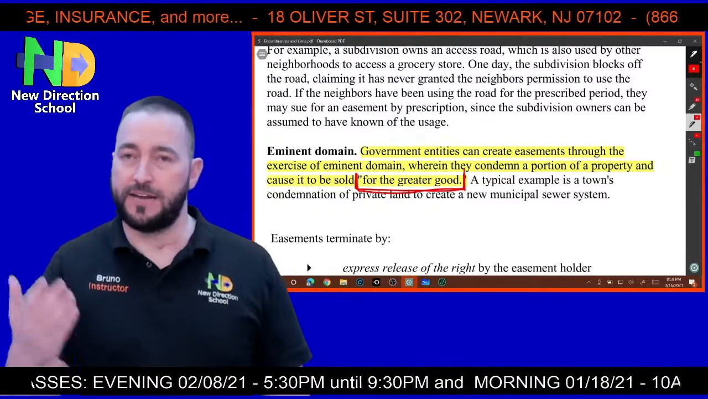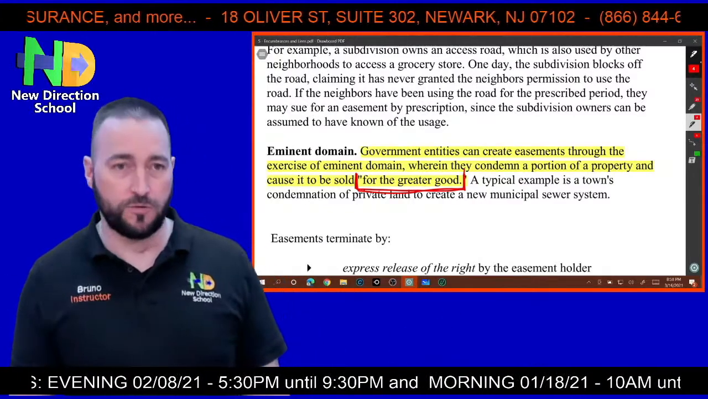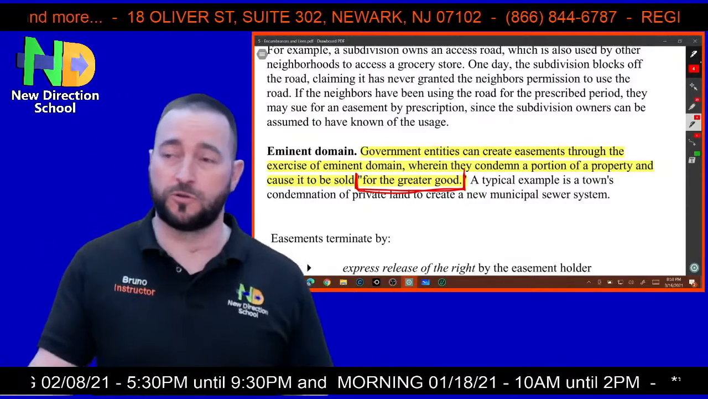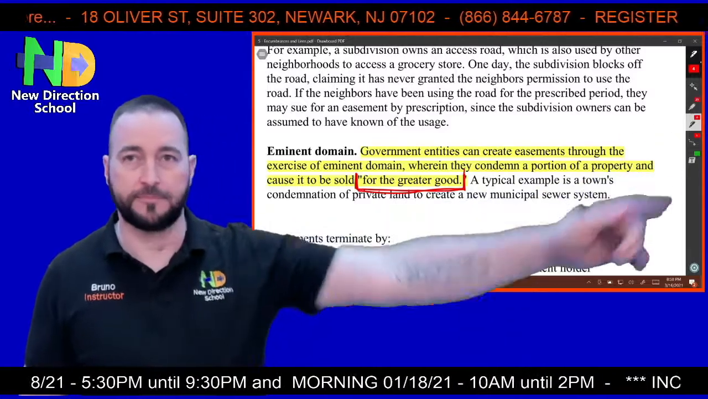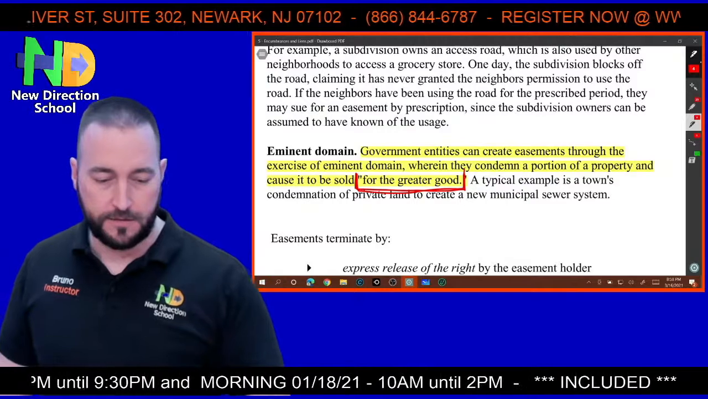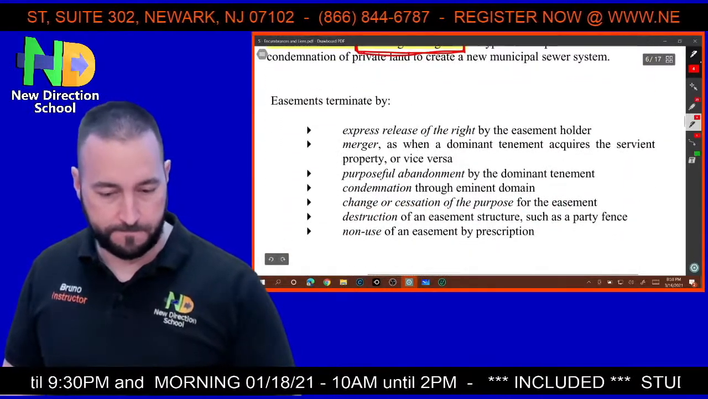And they have to compensate you. They have to pay you when they take the property. It's not, hey, I need to build a school, give me the property, walk away. No, they have to pay you for it. Okay?